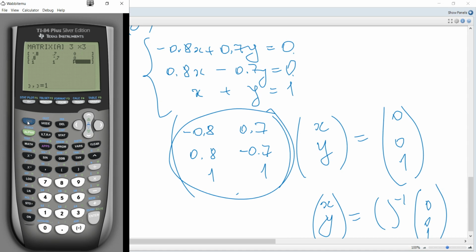And then again here we need the next matrix menu, and we need this one, RREF, and then again matrix, name A, and these values, this third column, or actually these two values, are our required values for x, y.